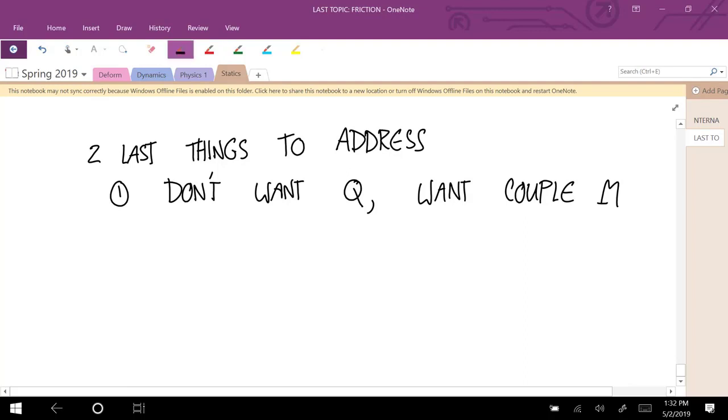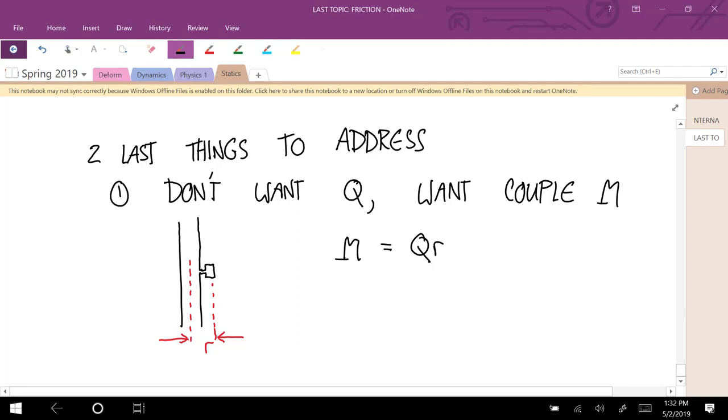But if you're thinking of the screw like this, then this distance is just the screw's radius. I'll call it little r. Okay. And so the couple you're applying is just equal to U times R.